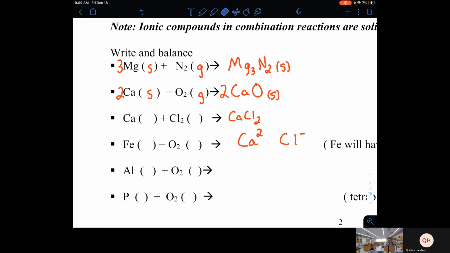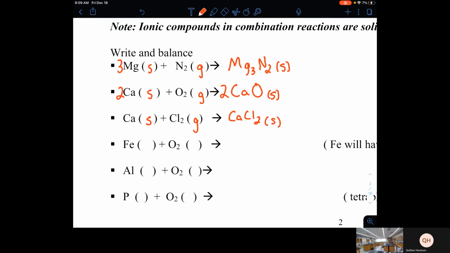So now I get rid of these ions here, since I figured out what the compound's going to be. Go over here: you're a metal, so you're a solid; you're a gas; and then once again, you're an ionic compound, so you're a crystalline solid. And then if you look at it, it's already balanced.